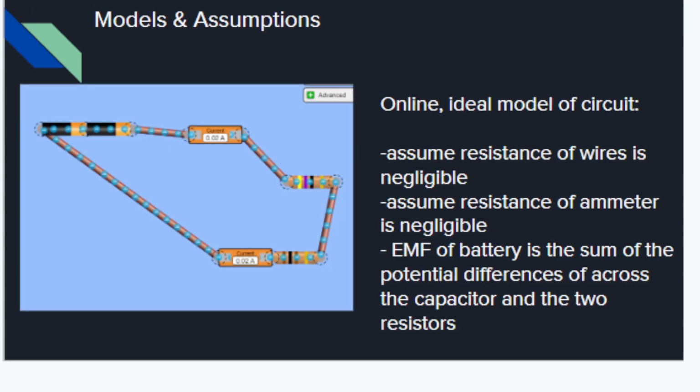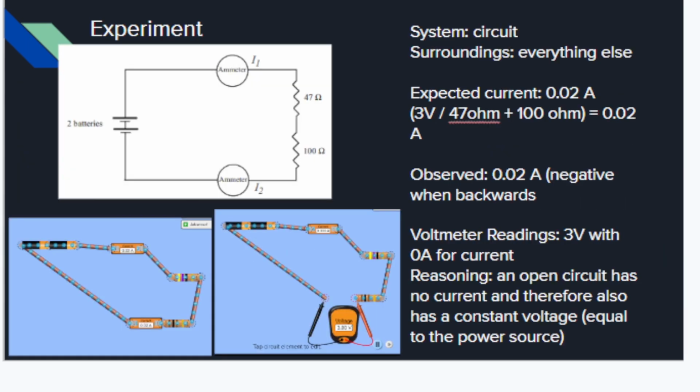Here's the model used. It's an online ideal model of a circuit. We assume that the resistance of the wires and the resistance of the ammeters are negligible. The EMF of the battery, of course, will be the sum of the potential differences across the capacitor and the two resistors. Here's the first part of the experiment, where we assume that the circuit is the system and the surroundings would be everything else.